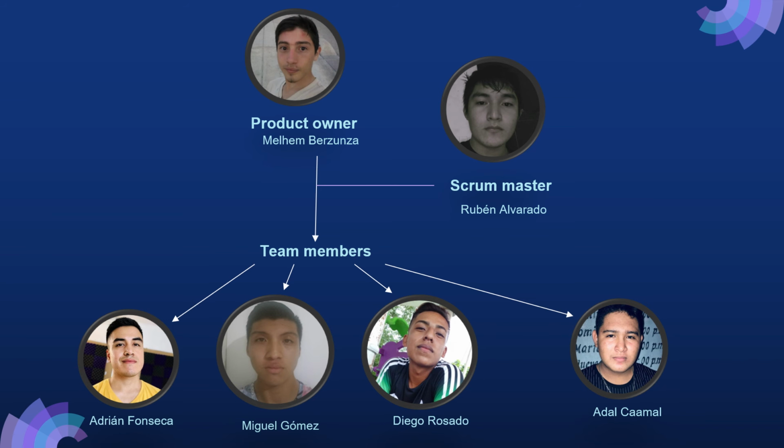Hi, this is Adrian and I will be explaining how all the organization was made on this project. First of all, our Scrum Master designed a plan to be executed by every team member. He assigned a role to every team member and everyone fulfilled their role successfully.